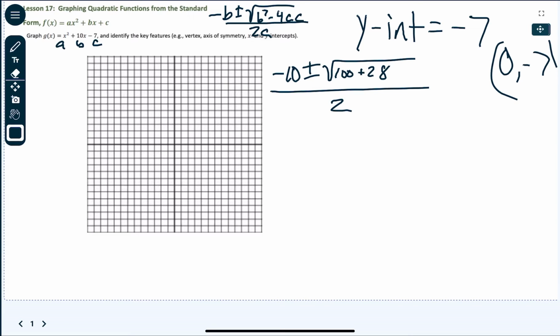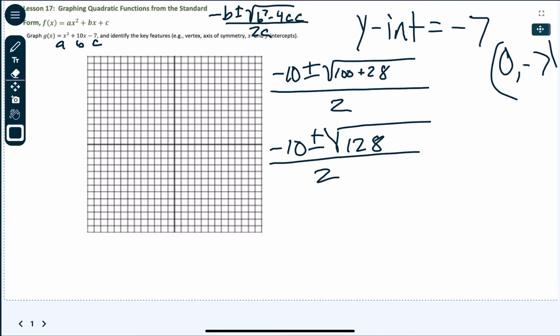I'm going to go ahead and get my calculator because I'm already noticing that there's not a perfect square here, and I don't like it. Okay? So let's go with -10 plus or minus the square root of 128 all over 2. Now, what can we factor out of 128? Is there a perfect square?